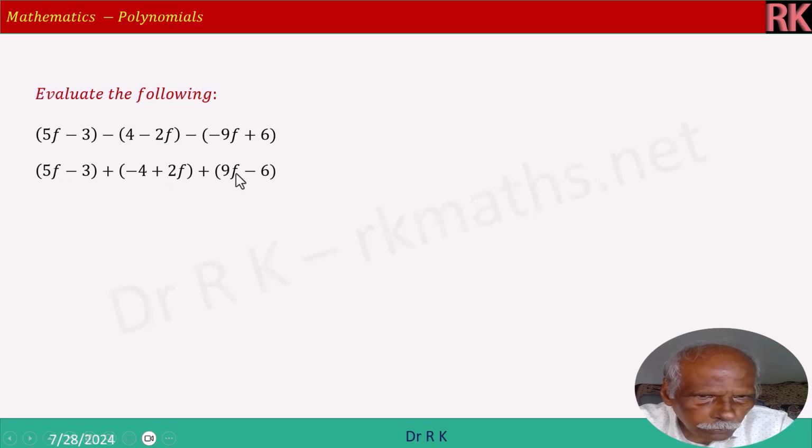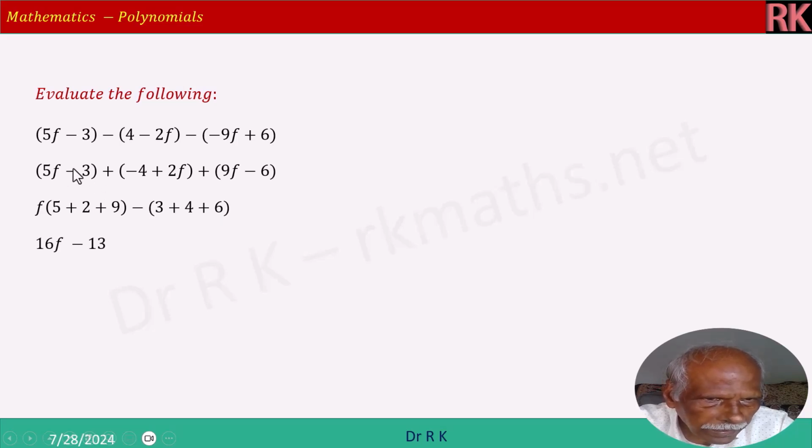So 5 plus 2 plus 9 is 16, and minus 3, minus 4, minus 6, I have taken the minus sign outside, therefore minus 3, minus 4, minus 6 is minus 13, and 16f minus 13 is the answer.